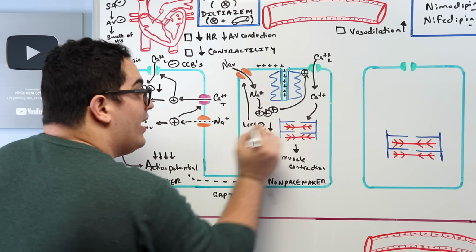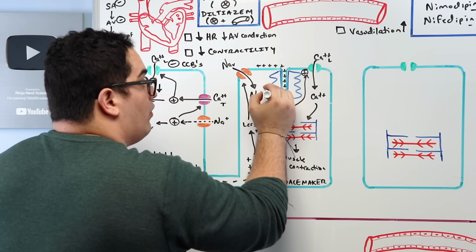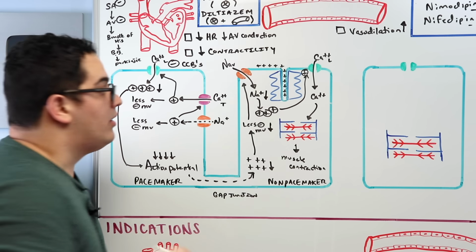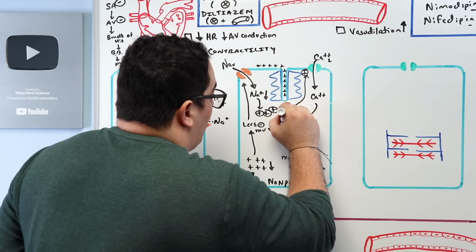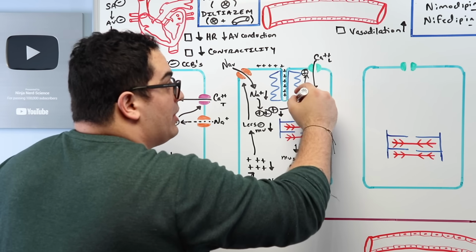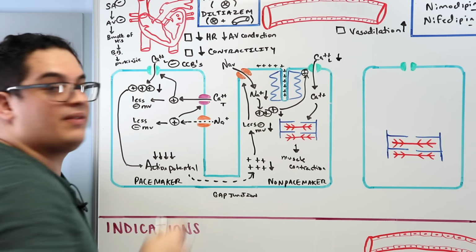That means the cell isn't becoming less negative. It's not going to stimulate the voltage-gated sodium channels as well, and there's going to be less sodium coming into the cell. Less sodium coming into the cell means less positive charge in the cell. That's not going to generate that action potential. So that's going to result in decreased influx of calcium.